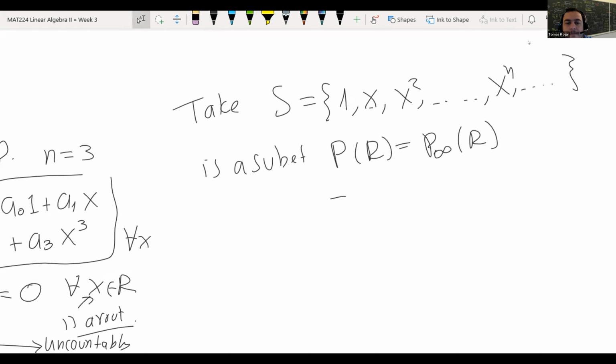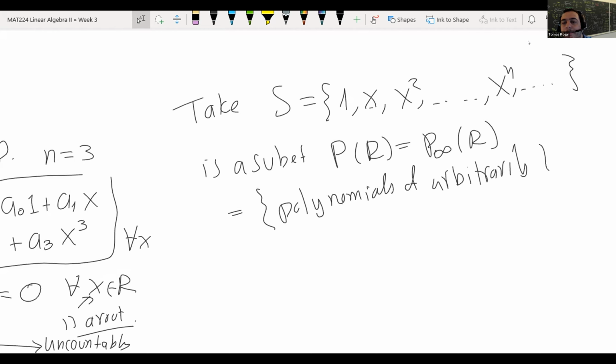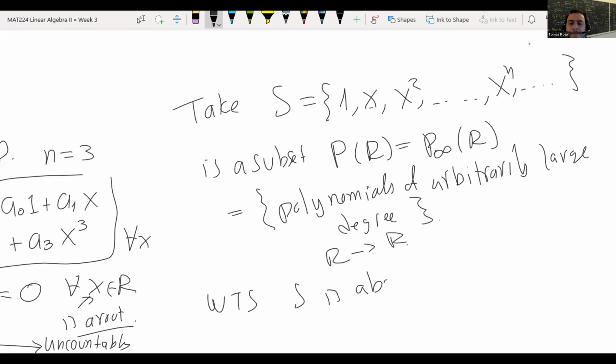So these are all polynomials of arbitrarily large degree, R to R. All right, so this is our set, and we want to show that S is a basis for PR. So you cannot use this result in the homework, but you can use the proof that I will do. Oh, I see a question.